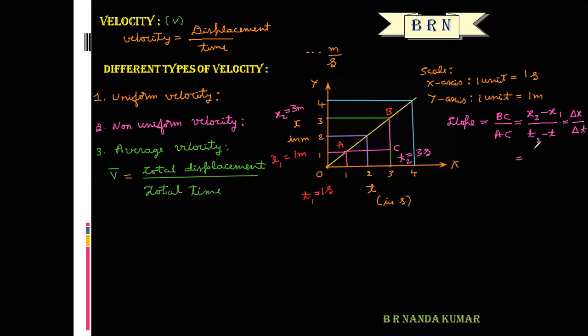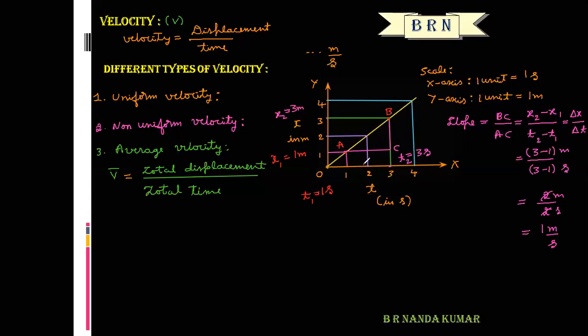x2 minus x1, that is 3 minus 1. This is in terms of meter. t2 minus t1, that is t2 is 3 seconds, t1 is 1 second. That is 3 minus 1 second. So 3 minus 1 is 2 meter, and this is 2 second. So 2 gets cancelled. So finally we will get 1 meter per second. So this is actually the average velocity.